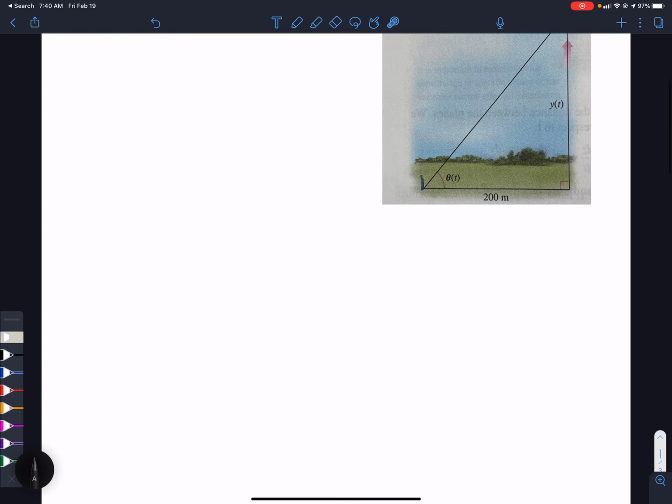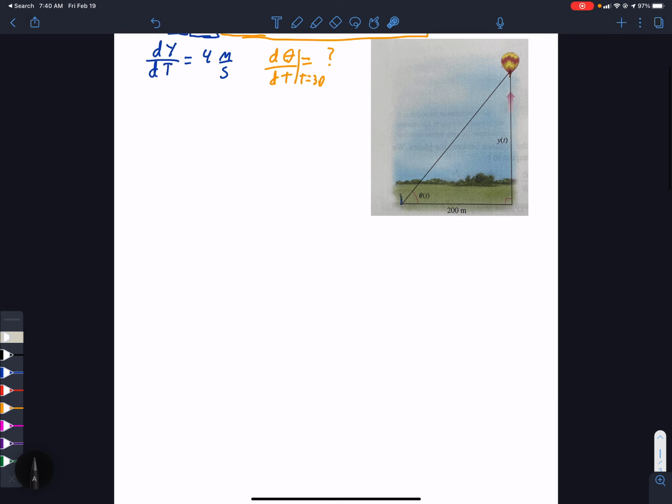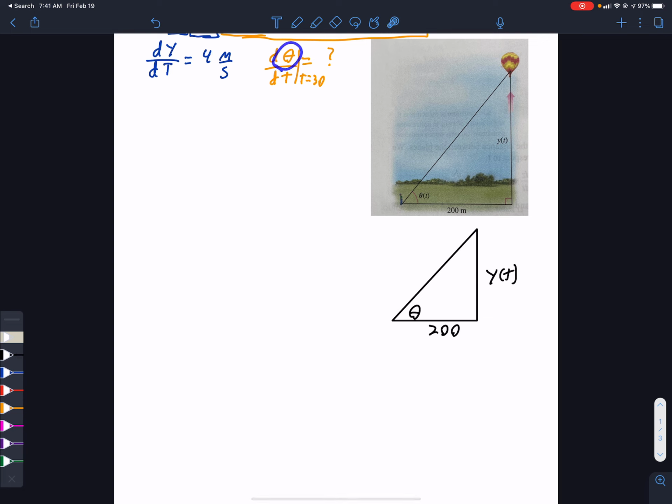Well, I'm going to redraw this triangle because with all the pictures, it's kind of cluttered. It's hard to see just the basic stuff we have here. Let me try that triangle again. There we go, and let me label these. So we know that's theta, and this is y of t, and that's 200. So we need a function that involves theta and y.